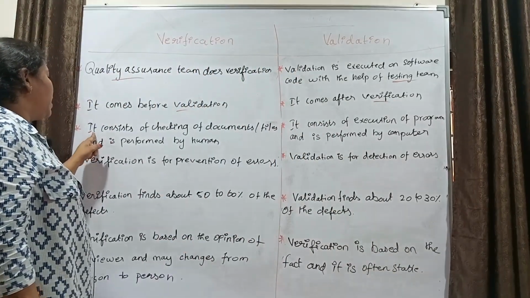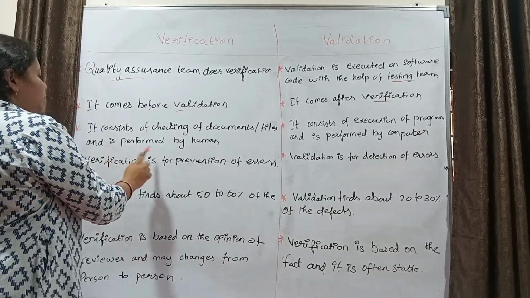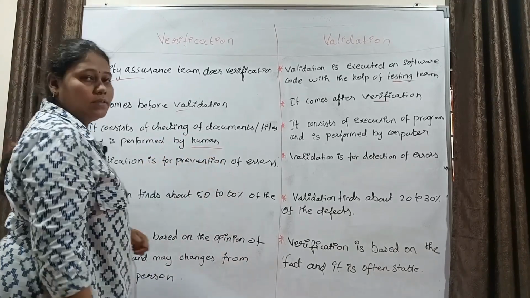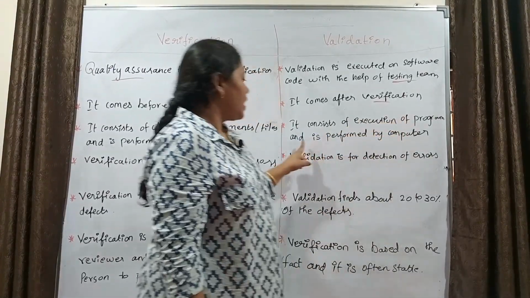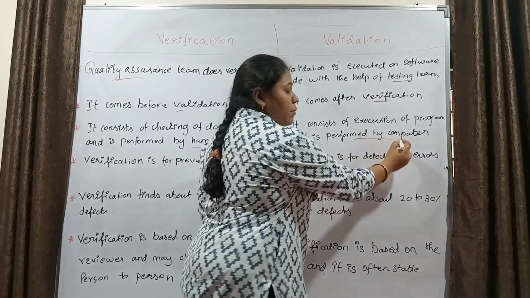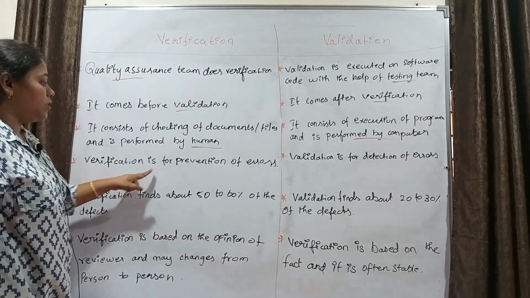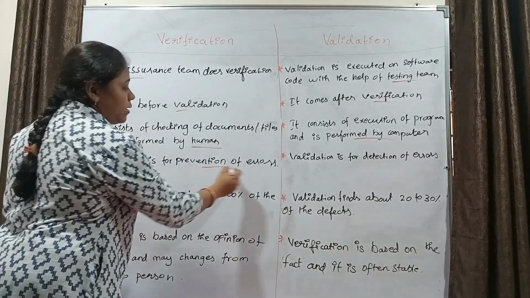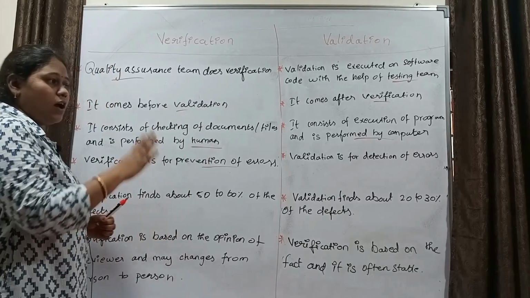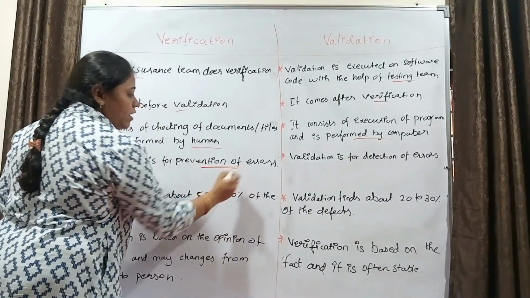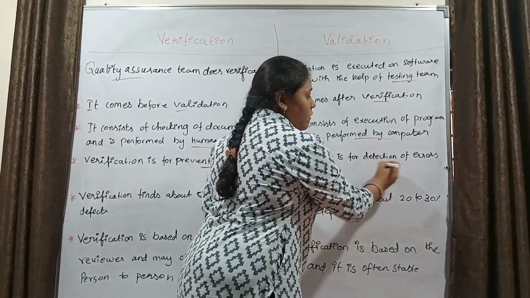Next one: verification consists of checking documents and files and is performed by humans. Validation consists of execution of the program and is performed by the computer. And next, verification is for prevention of error. You should not get errors; we are preventing them by verifying everything. But validation is for detection of error.